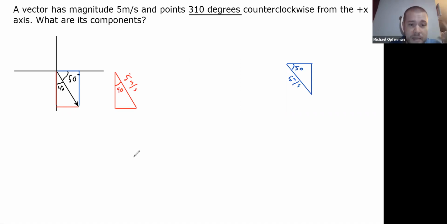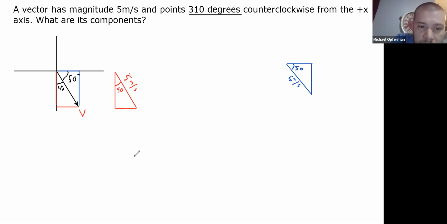Sometimes you might think of it one way easier than the other way. So let me solve it with both of the right triangles and just show you that you get the same answer either way. All right, so let's start with the red one. In the red triangle, we need a name for this vector. This is another velocity vector, so let's call it V.